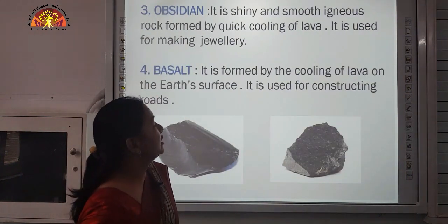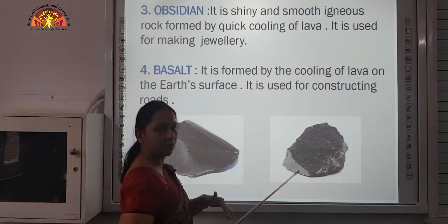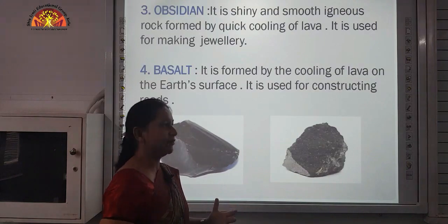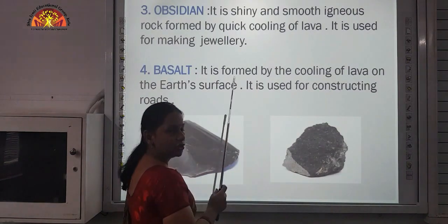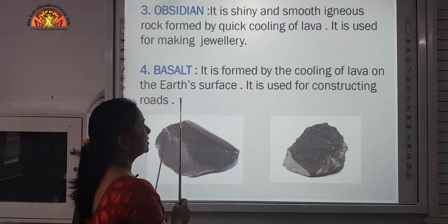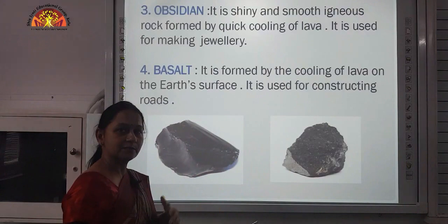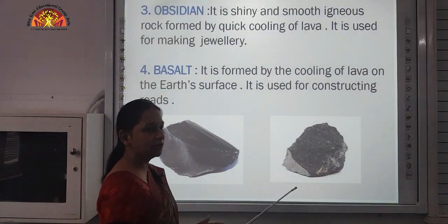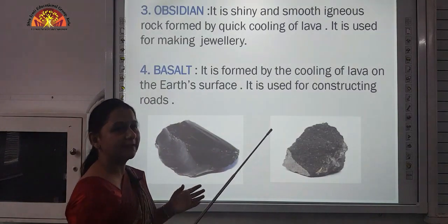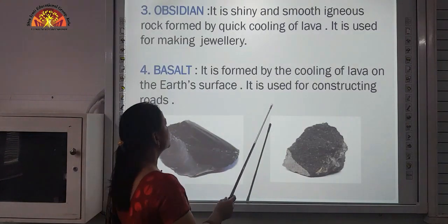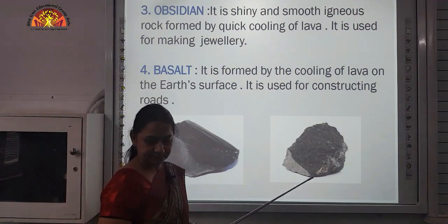Obsidian is a very shiny and smooth igneous rock which is formed by the quick cooling of lava. When the lava cools down very quickly, this rock is formed, and it is used for making jewelry. Basalt is formed by the cooling of lava on the earth's surface. When the lava comes out on the earth's surface and cools down, this rock is formed. It is a very hard rock, dark in color, and is usually used for construction of roads.